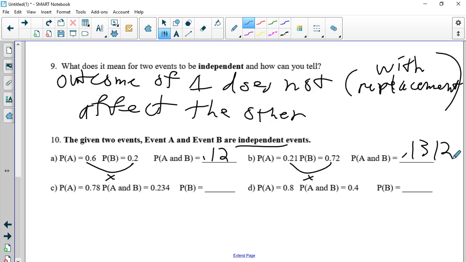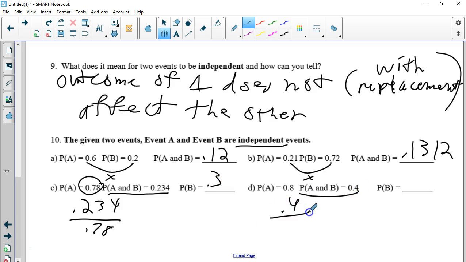Now, you've got to be careful, and this will be on the quiz, I promise you. We have here the answer that we just got in the previous two. We have the probability of both. So in this case, we're going to divide 0.234 by the one event to find out the second event. And that's 0.3. And again here, we're going to take the answer, 0.4, and divide it by 0.8 to give us event B. And that's 0.5.